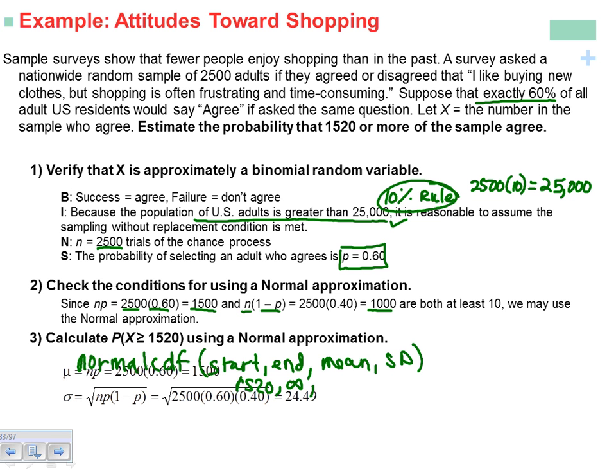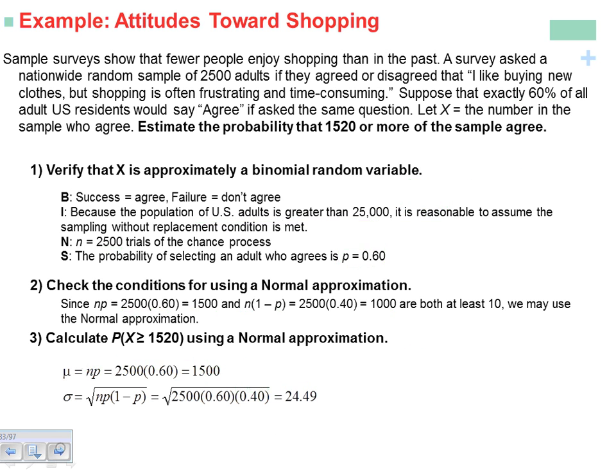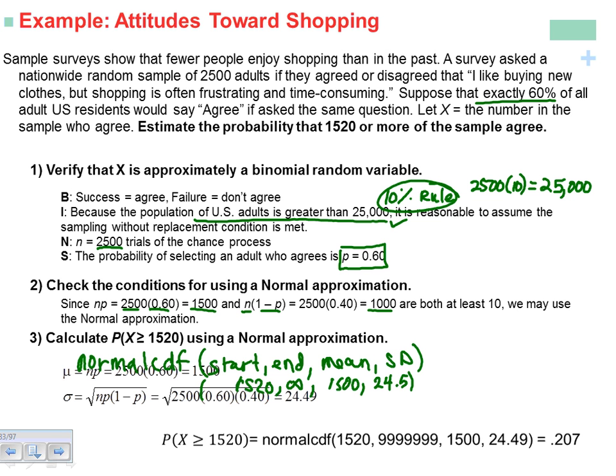So n times p would give me 1,500. To find the standard deviation, take n times p times 1 minus p, square root it all, and you get approximately 24.5. So go put that in your normal CDF, and you get approximately 0.207. So we can say the probability that we have 1,520 or more that agree is approximately 21%.